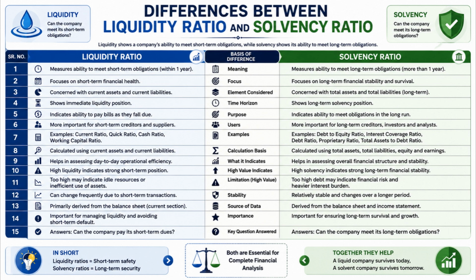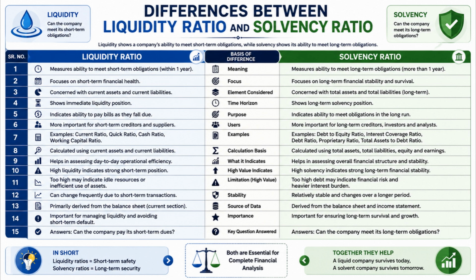Number 13. Liquidity ratios are primarily derived from the current section of the balance sheet, whereas solvency ratios are derived from both the balance sheet and income statement. Number 14. Liquidity ratios are important for avoiding short-term defaults, whereas solvency ratios are important for ensuring long-term growth and survival. Number 15. Liquidity ratio answers the question, can the company pay its short-term dues? Whereas solvency ratio answers the question, can the company meet its long-term obligations?